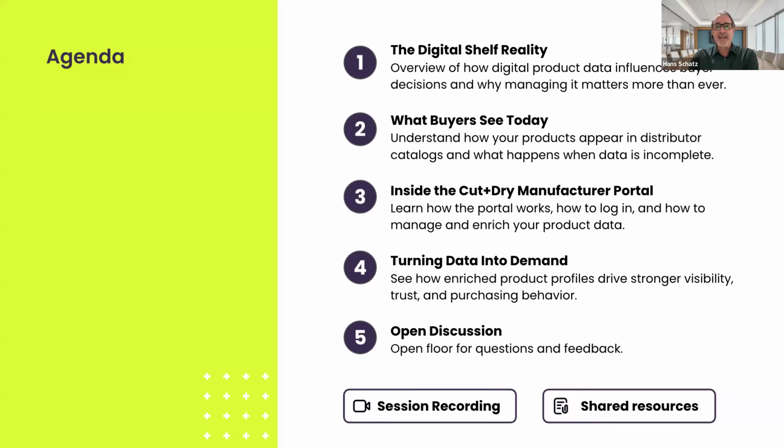The agenda today has four key bullet points we're going to go through, then a fifth that's a discussion point. When you look at this: the digital shelf reality, what buyers see today, inside the Cut and Dry Manufacturer Portal, and turning demand and data into demand, and that's really the bow on this conversation. There's a build up to it. I'm going to discuss the first bullet, Kevin's going to take you through bullets 2, 3, and 4, and then at the end we'll open it up for discussion.